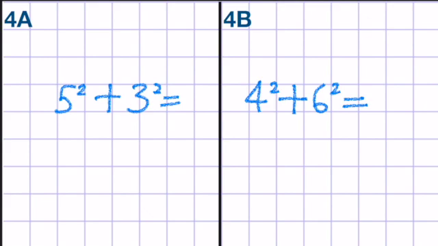Okay, now that you know how to do that, can you do these two calculations? Press pause and do it. Okay, so 5 squared is 25. And 3 squared is 9. So 25 add 9 is 34.